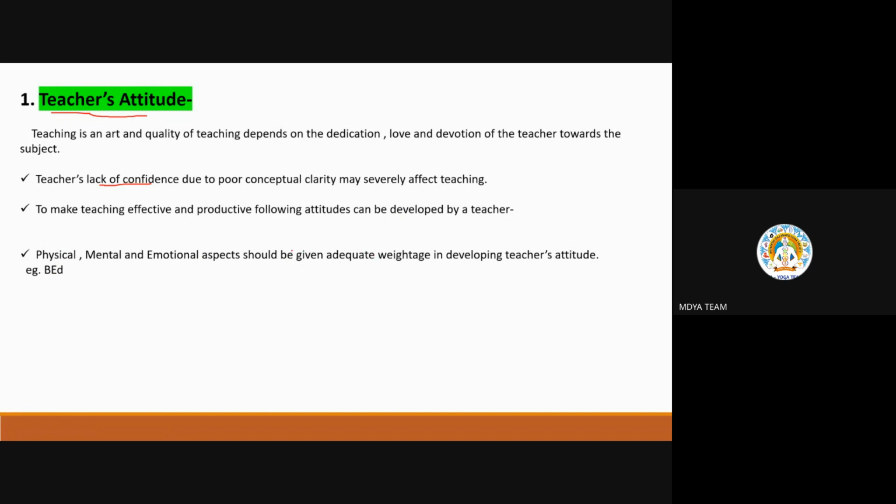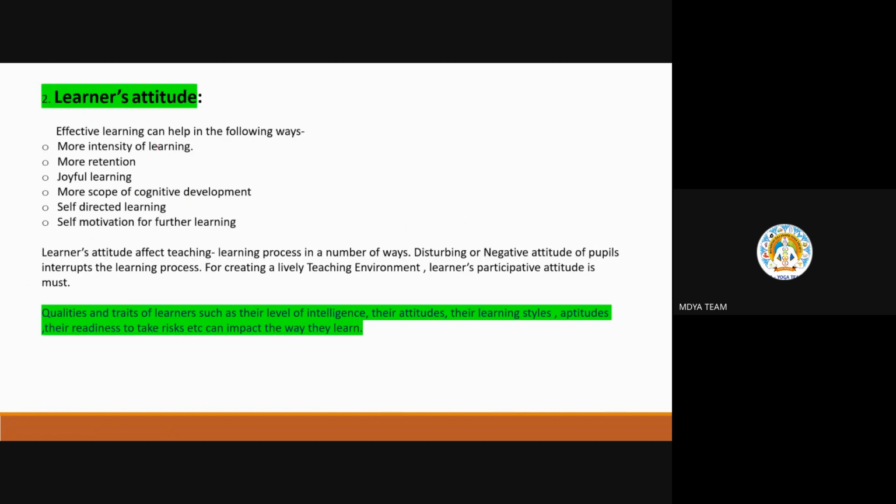Like there is a professional course of B.Ed. Okay, that is a professional course or an eligibility for being a teacher. So in this course, various things are taught to teacher, that how he can engage in the class, how he can engage with the students. Okay, in B.Ed, the overall development of teacher's attitude is happening. So this is exclusively for the teachers. So these are the things that come under teacher's attitude.